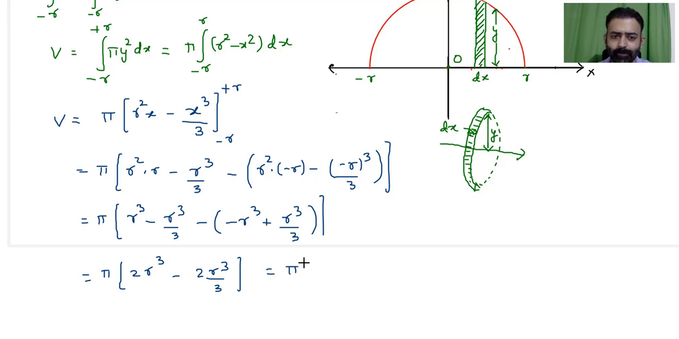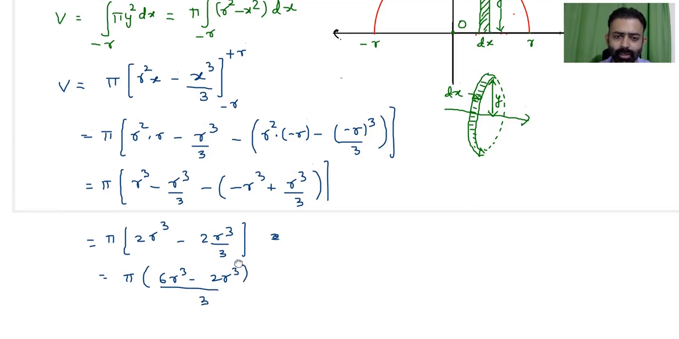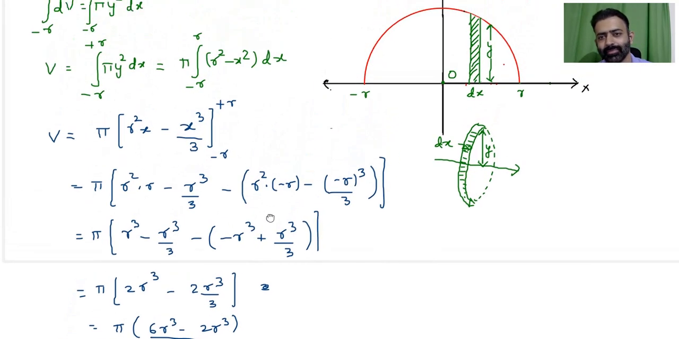So this is pi. Just a second, let me take this to another line. So this is pi into 6r cube minus 2r cube over 3, meaning the volume of the sphere, as we expected, is coming out to be 4 by 3 pi r cube. Just see how beautiful this concept of integration is.